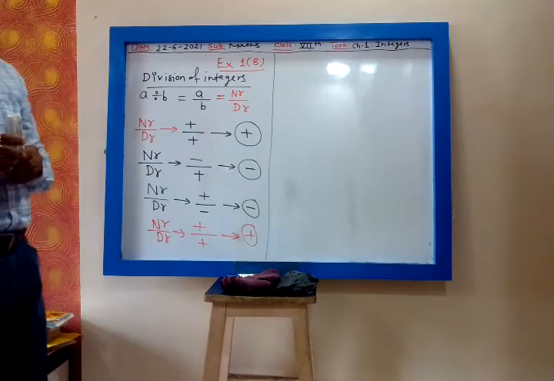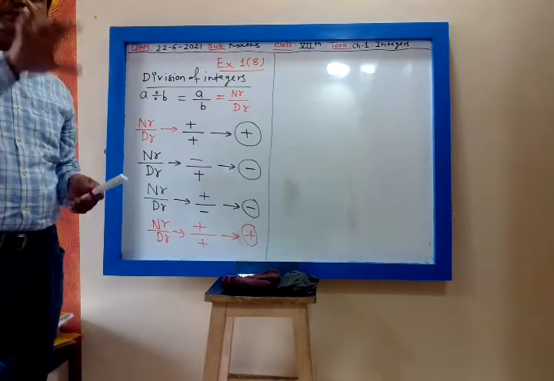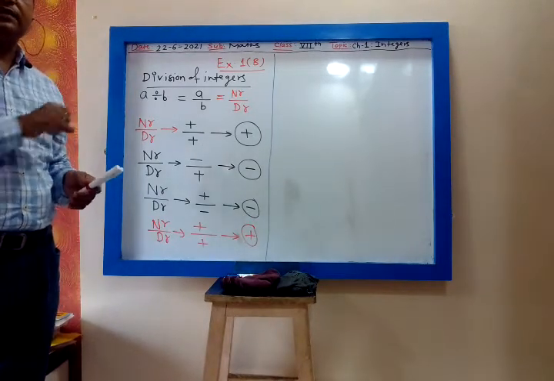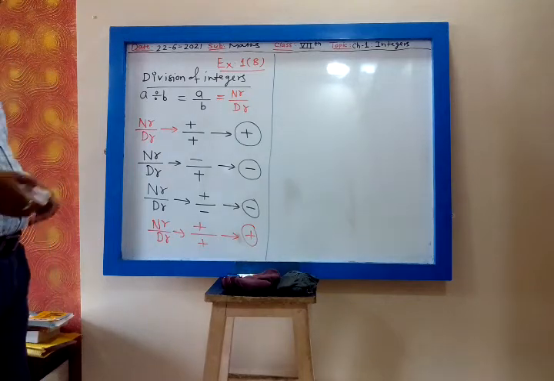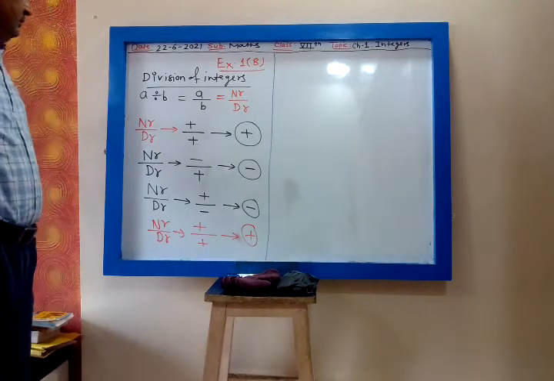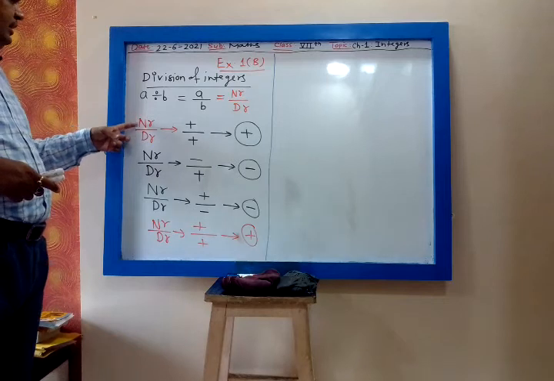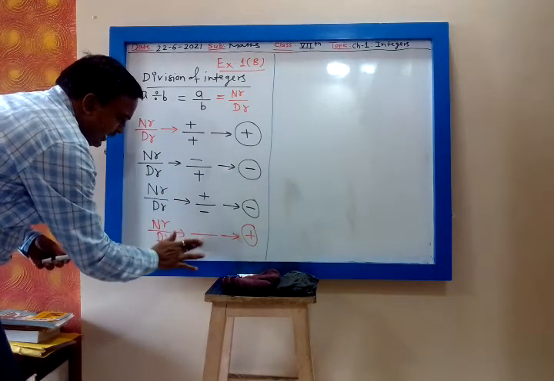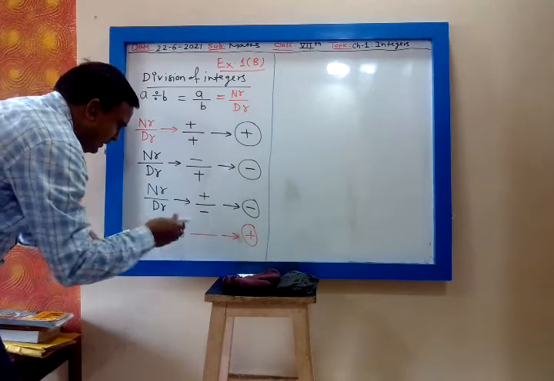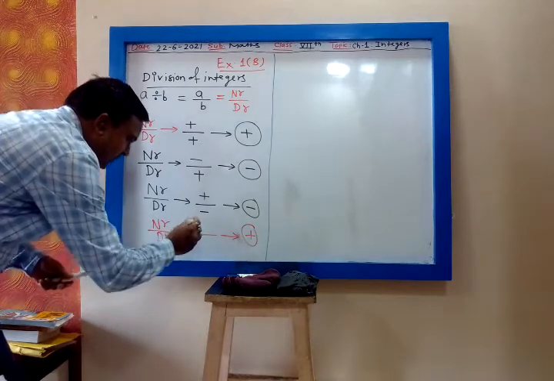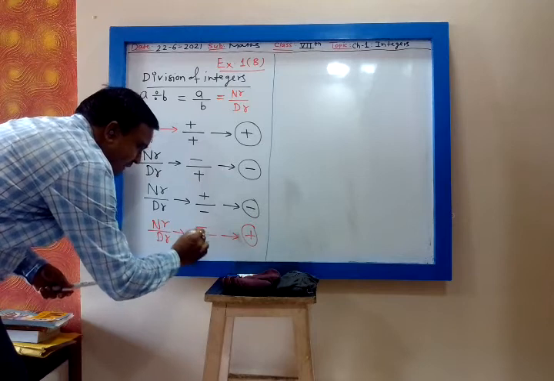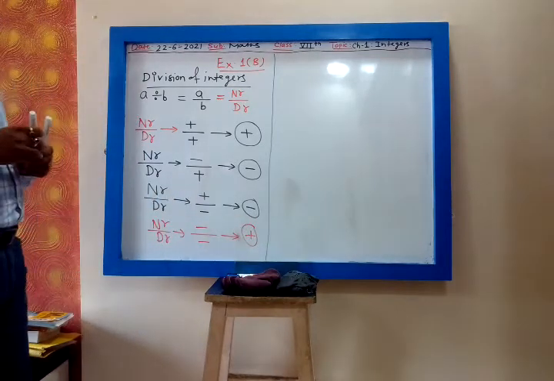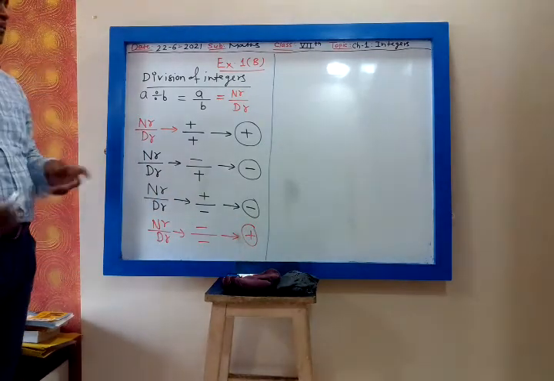No, my dear, that was multiplication. Now it is division. Numerator upon, sorry, not plus. Minus. So numerator is minus, denominator is minus, so minus upon minus will be plus. So this rule you have to remember.